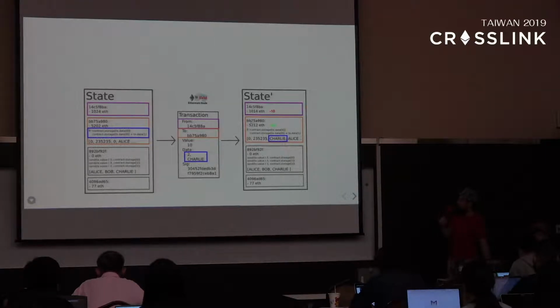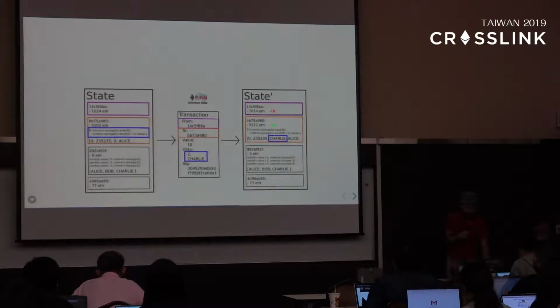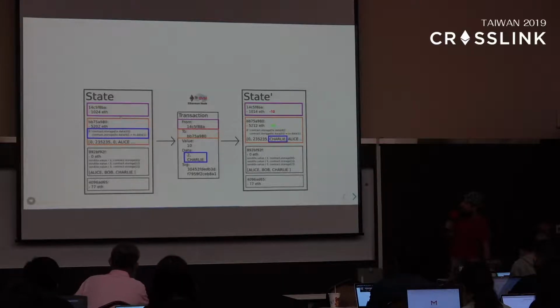Now let's do that in more detail. Here you see state, that's part of one block, and here's again state. So this part is now state, and here's another state. So here you can see the address of a user account. That user account has 1024 ETH.